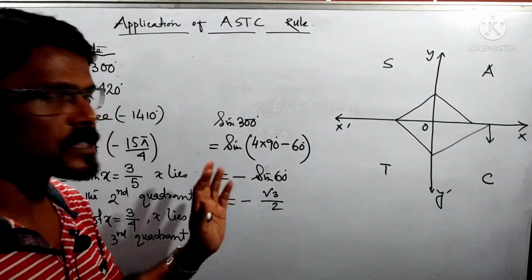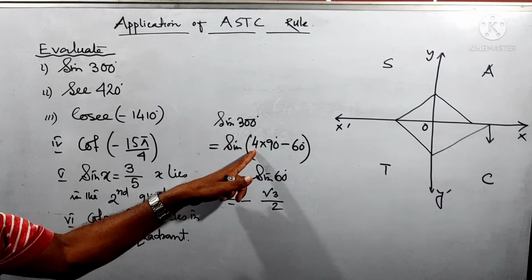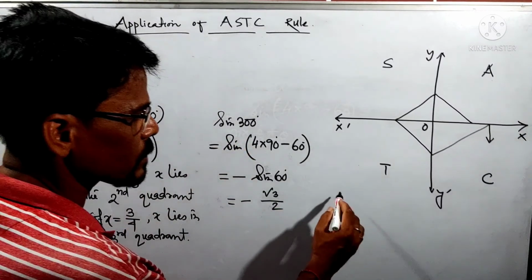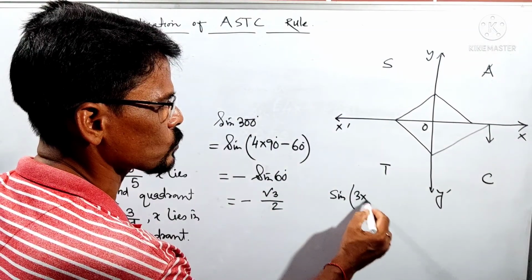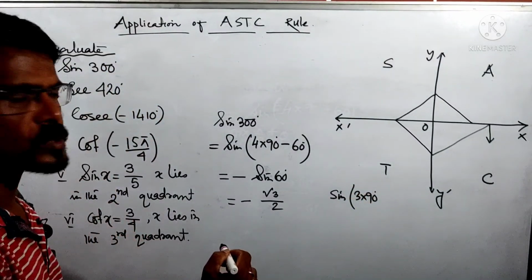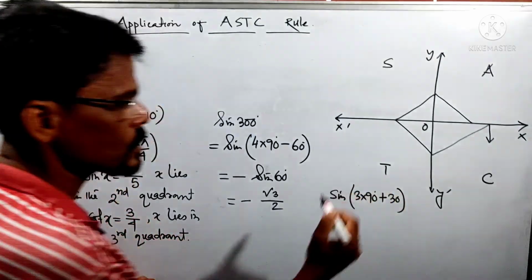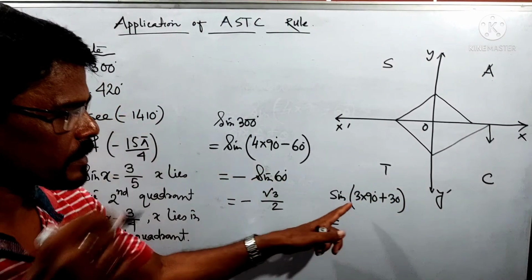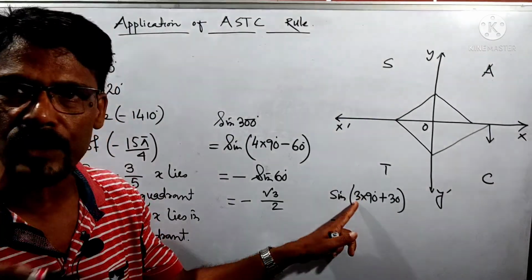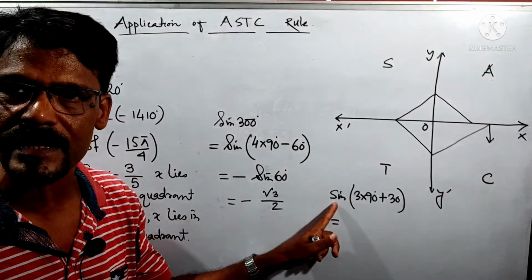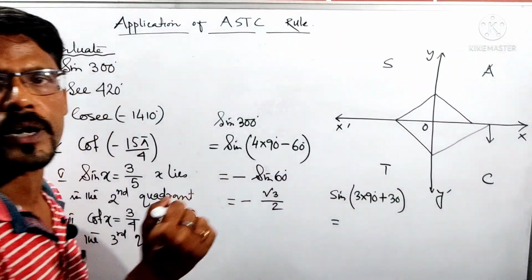Or alternately, if you break the angle as an odd multiple of 90 degrees, then what happens? Let us break this like 3 into 90 degrees. 3 into 90 is 270, and 270 plus 30 is 300. Now here you see this number 3 is an odd number, and whenever it is an odd number, I told you earlier that the ratio will change. Sine goes to cos. At the same time, with 3 into 90 plus 30, where does the angle lie?